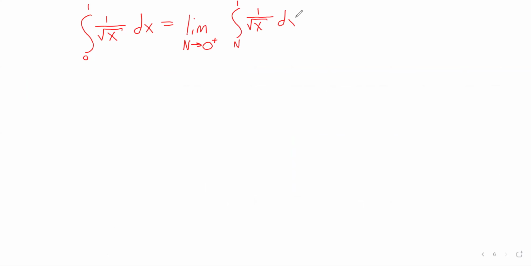In formal mathematical terms, what I am doing is taking a limit. Again, I have to think about these. This is 1 over x to the 1/2, so that's x to the negative 1/2. I bump this up by 1. We get -1/2 plus 1 is 1/2. I divide by 1/2, I get 2.